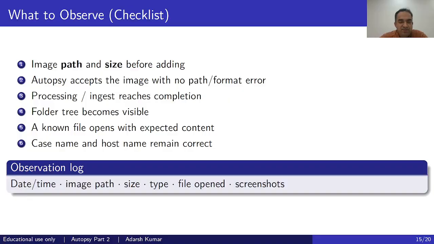While you work, you should pause and analyze some observations. First, note the image path and the size before adding it. Second, confirm Autopsy accepts the image without a path or format error. Next, wait until processing or ingest reaches completion and check that the folder tree becomes visible. Open a known file and verify the expected content. Finally, confirm the case name and host name are still correct. Keep an observation log with the date and time, image path, size, type, the file you opened, and screenshot names.